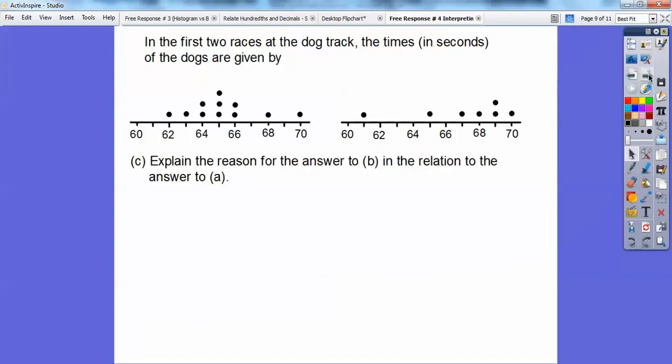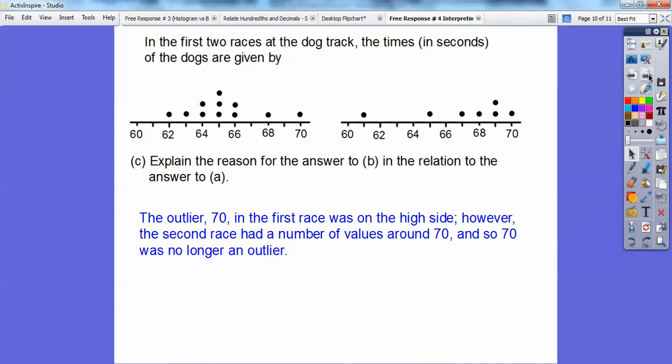The last question is saying, explain the reason for the answer to B in relation to the answer to A. I said something like this, you guys. The outlier, which was 70 in the first race, was on the high side, so it was way over here. Look at all the numbers over here. However, the second race had a bunch of values up in that 70 range. So when I combined all of these, it made it so it wasn't going to be an outlier anymore. Does that make sense, you guys?